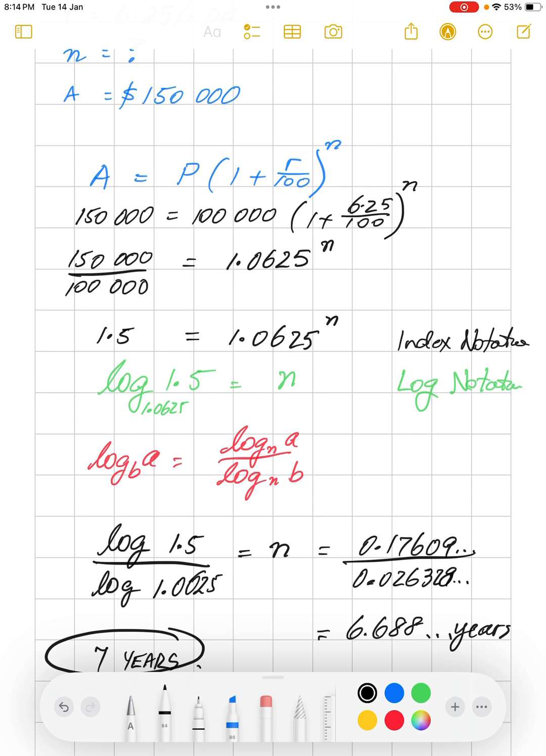Now the question did go on and say, what if it's monthly? Well, I'll leave that for another time.